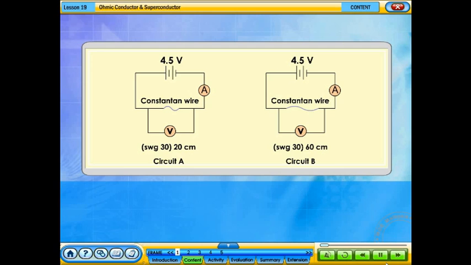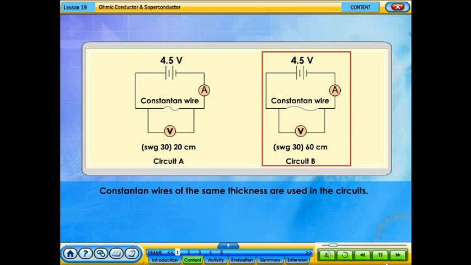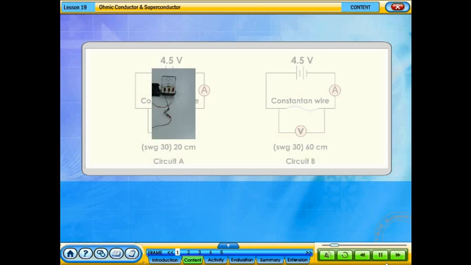Two circuits are set up as shown. Constantan wires of the same thickness are used in the circuits. In circuit A, the length of the wire used is 20 centimeters, while in circuit B, the length of the wire used is 60 centimeters.